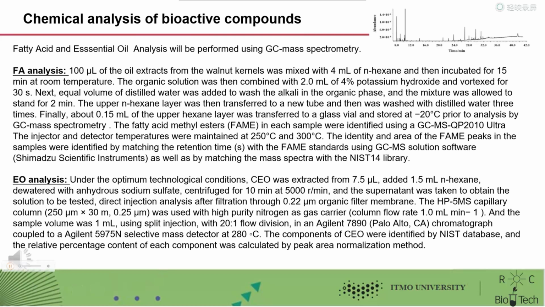The next step was chemical analysis of bioactive compounds. Gas chromatography coupled with mass spectrometry was used to analyze the composition of fatty acids and essential oils. The preparation of samples and specific chromatographic conditions of the GC-MS analysis procedure are described in the text. The components of oils were identified using a special mass spectra database. The relative percentage content of each component was calculated by the peak area normalization method. You can see an example chromatogram of the oil sample in the upper right corner of the slide.